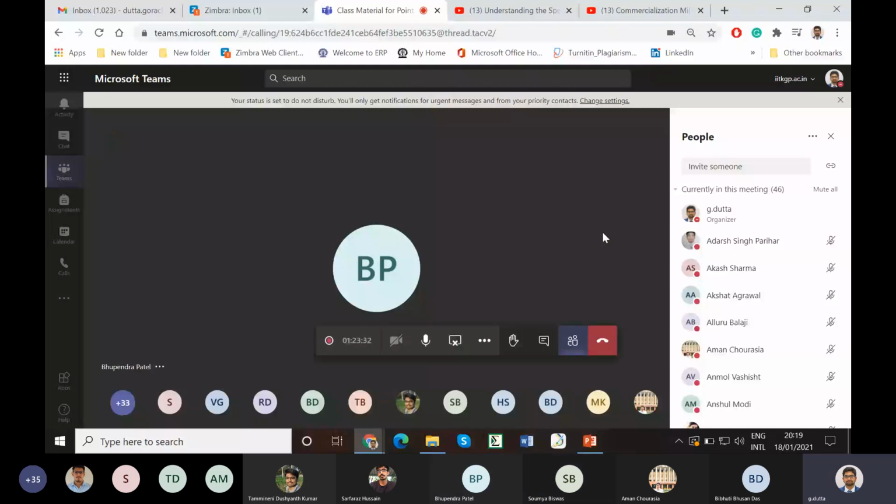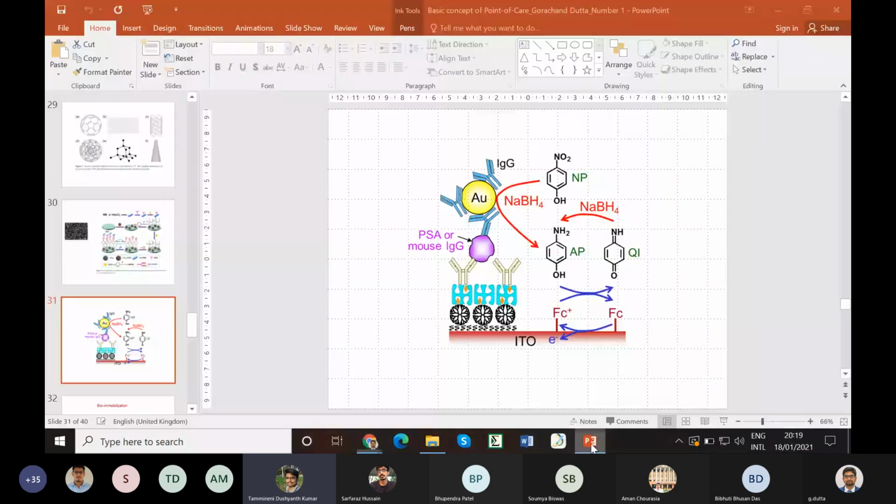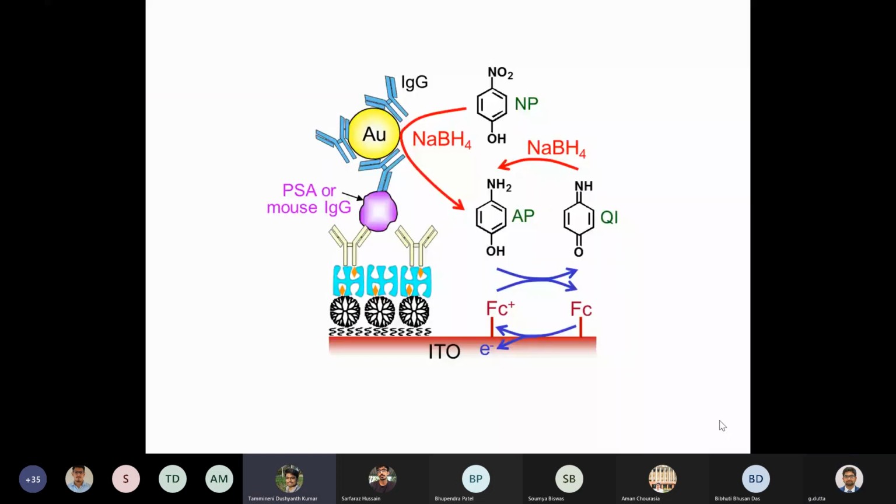Sir, I have one doubt. Tell me, what is your name? Sir, Dushyant Kumar. Okay, please ask. Sir, there are primary antibody and secondary antibody, and they both are looking for this antigen. So will there not be competition between these two, sir? Like before, the secondary antibody covers all this primary PSA. Will the primary antibody detect that one, sir?